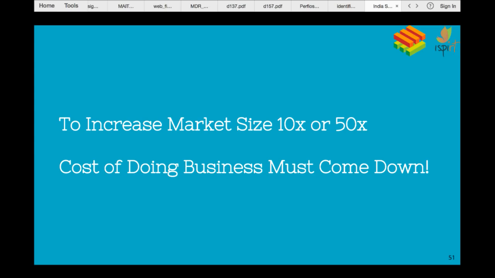So here's a theory of financial inclusion. To increase the market size 10x or even 50x, the cost of doing business must come down. You don't actually need subsidies to do this. All you need is the ability to bring the costs down.